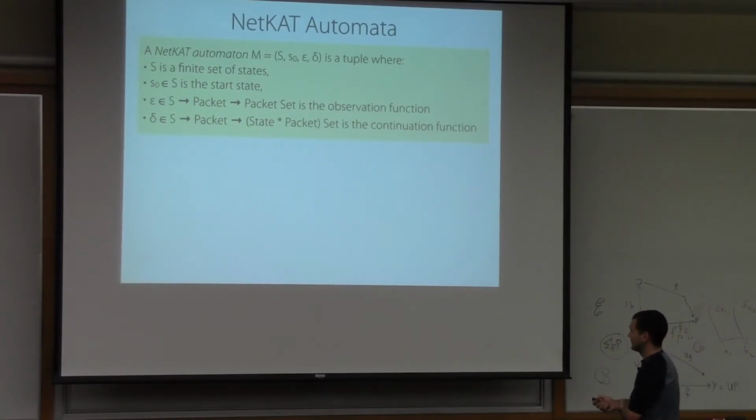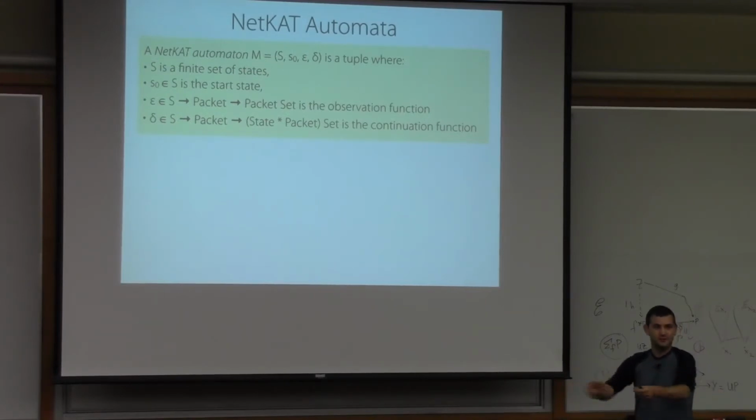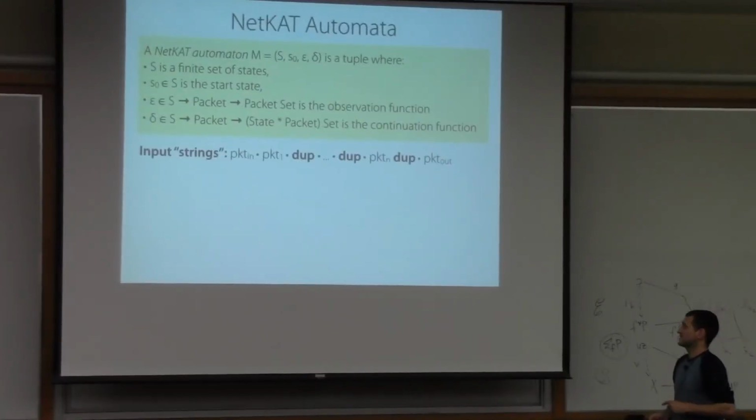And then the transition function takes some input packet, that's the characters that we're consuming, and then it transitions us to a set of new states, sorry, that should just be S, and packets. So basically, what the continuation function captures is from the input packet, we did some processing up to the next dup, and then we transitioned to another state, which is captured here. So I think the next definition will illustrate this.